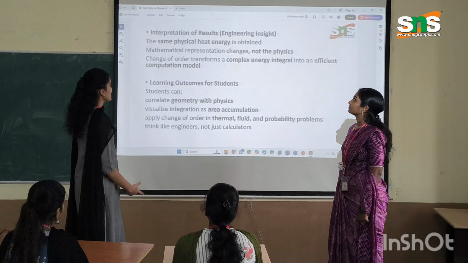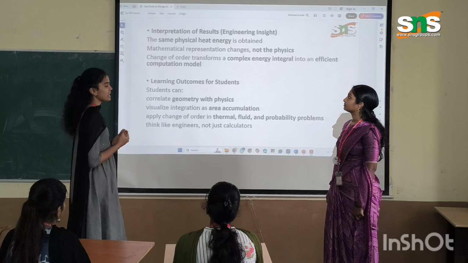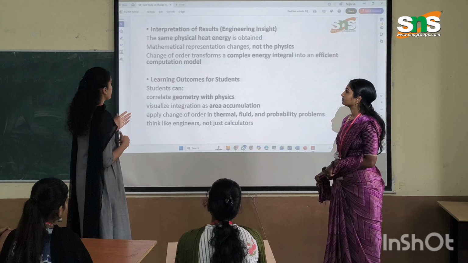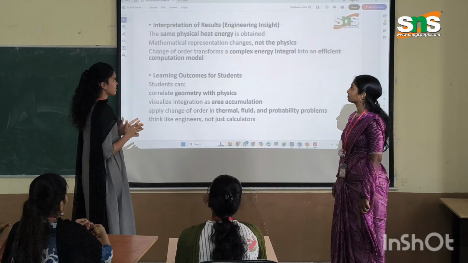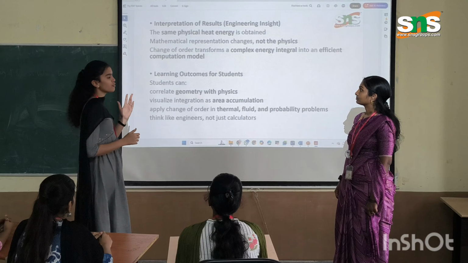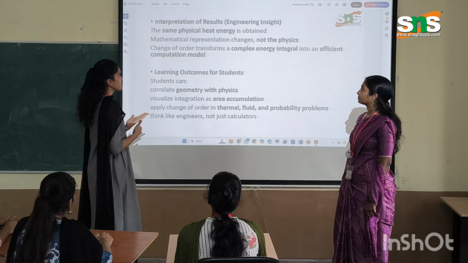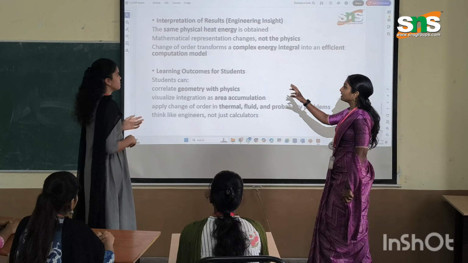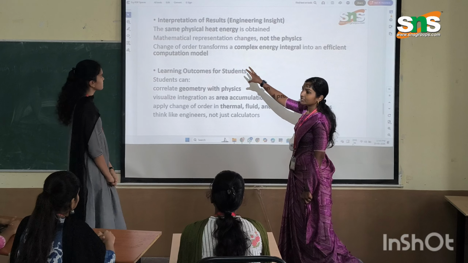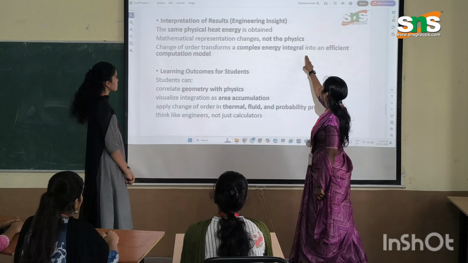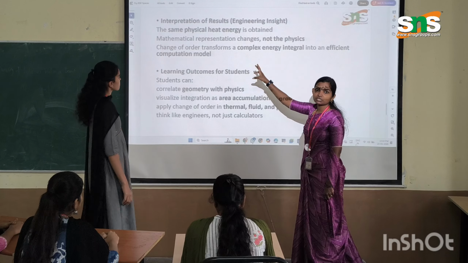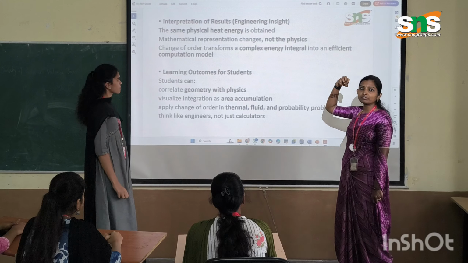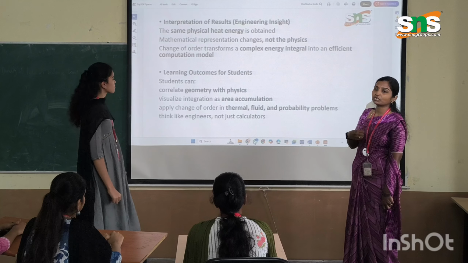Integration of result, engineering insight. The same physical energy, heat energy, is applied. Mathematical representation changes, not the physics. Change of order transforms a complex energy integral into an efficient computation model. So what does the change of order transform? It transforms the complex energy integral into an efficient computational model. So this is what we infer as a result for change of order of integration.